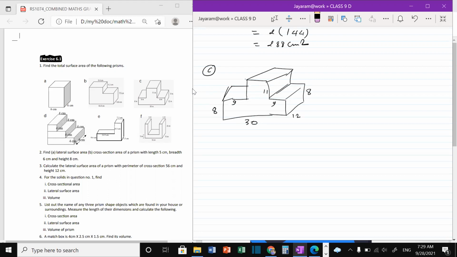To find the perimeter, as I told earlier, first of all, you draw that shape in a new place so that it will be easier for you to find the perimeter. While finding the perimeter, you need to know all the sides here.